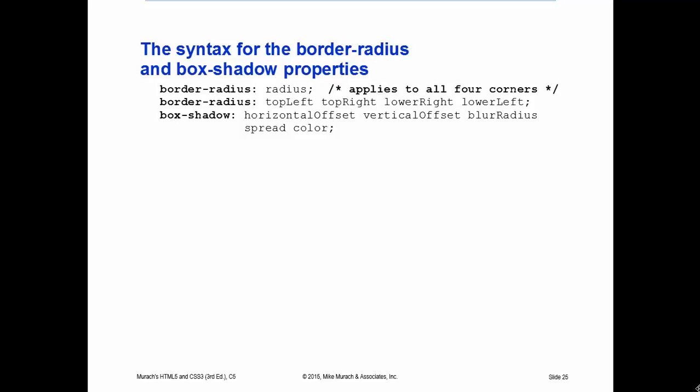The fifth value in the box shadow property specifies the color of the shadow. If this is omitted, the color is the same color as the border. These properties are supported by all modern browsers. And if for some reason you use them on another kind of browser and they're not supported, they're ignored.